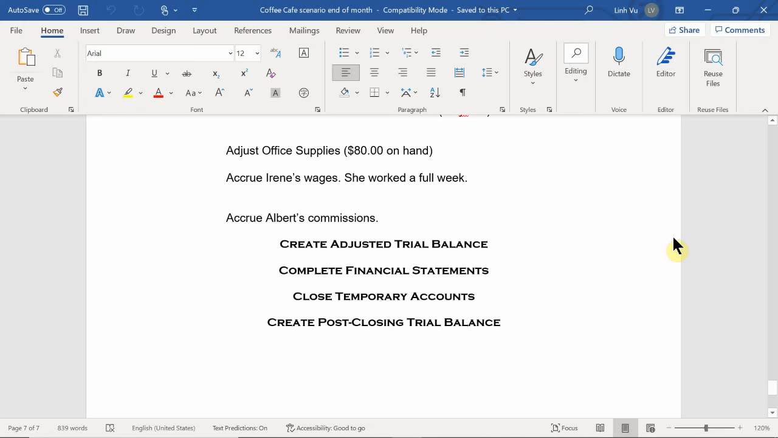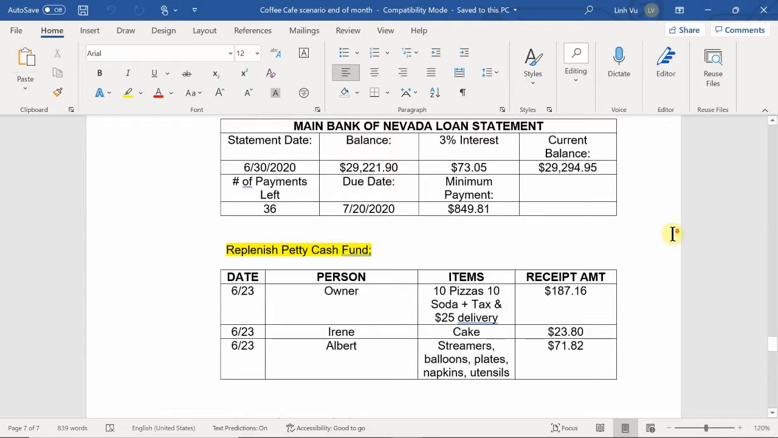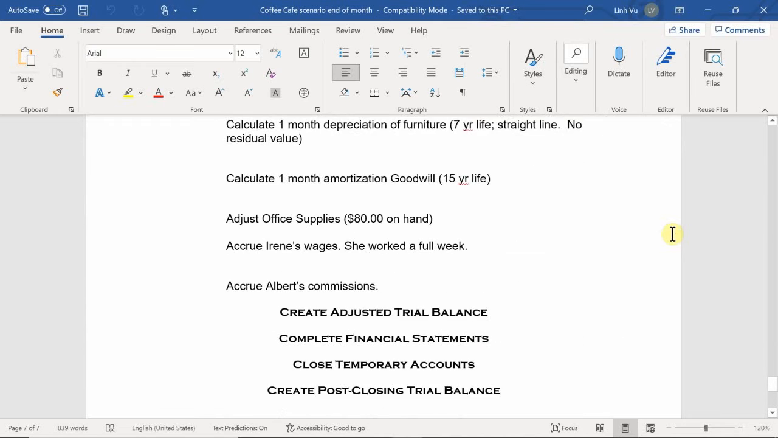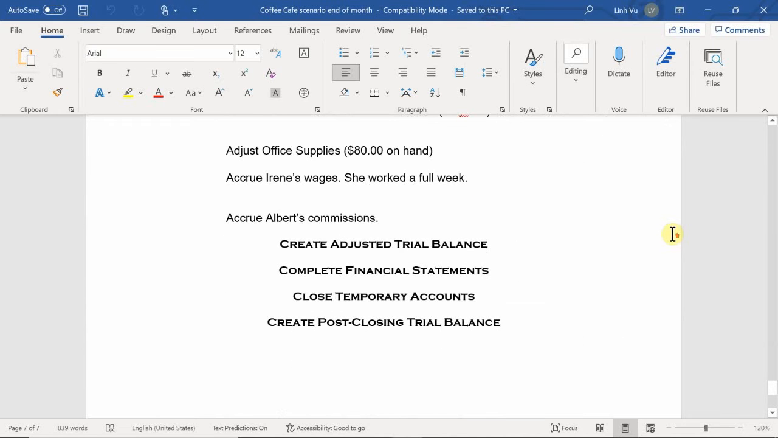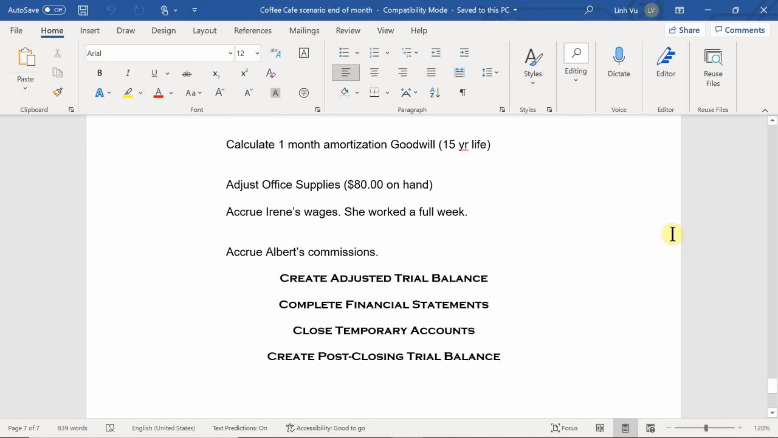Okay. All right. So this is where we left off last week. We completed all of our adjustment entries. So now we're finally checking off step number 7, number 8, number 9, and number 10, right? To first start off with, create the adjusted trial balance. So step number 7 of the accounting cycle.